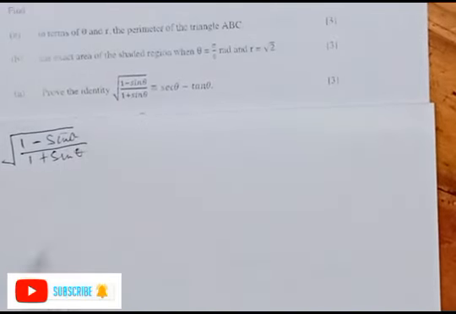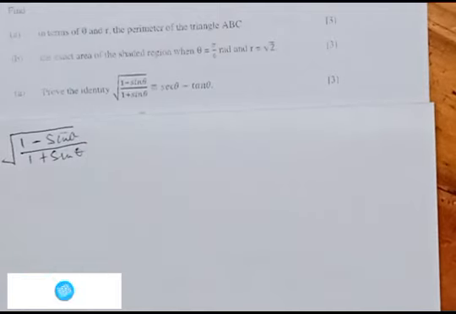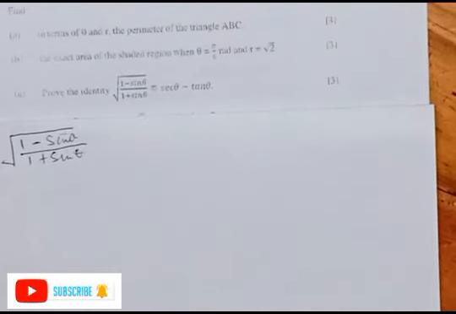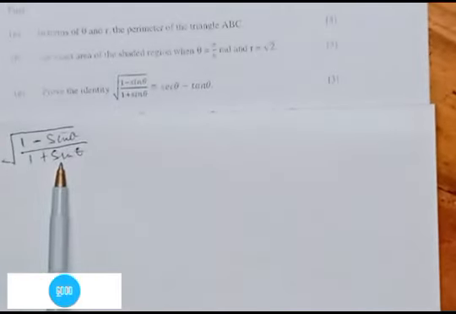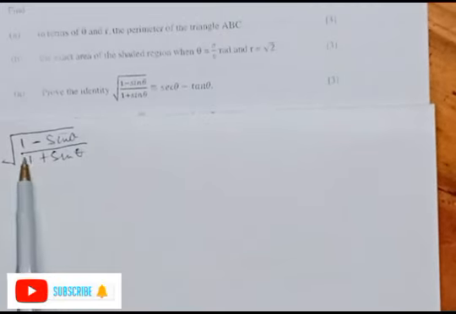In order to prove this identity, which involves the square root and a fraction inside the square root, you have to rationalize first. You have to simplify by multiplying the value inside the square root by the conjugate of the denominator. The denominator is 1 plus sin theta, and the numerator is 1 minus sin theta.